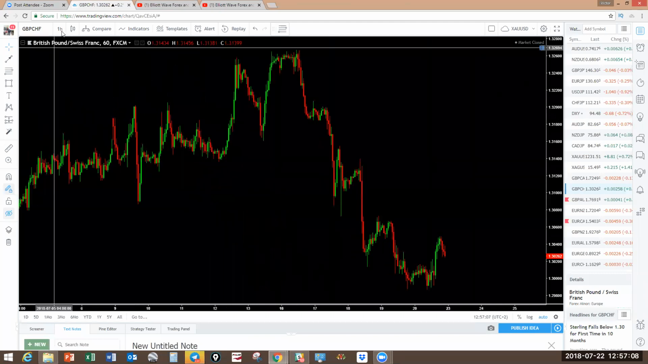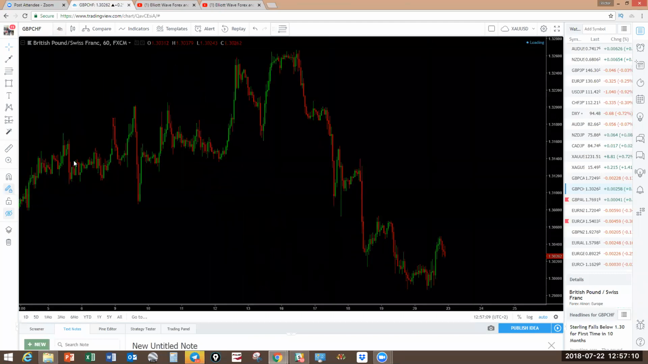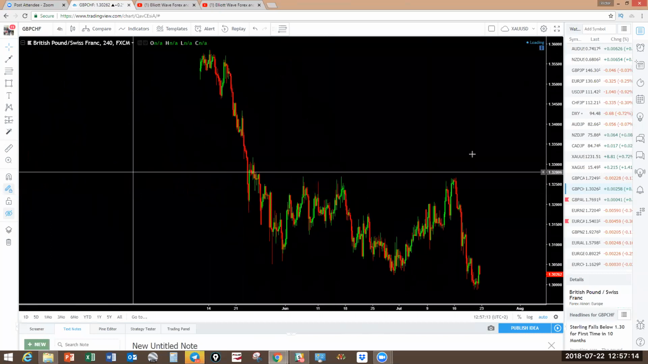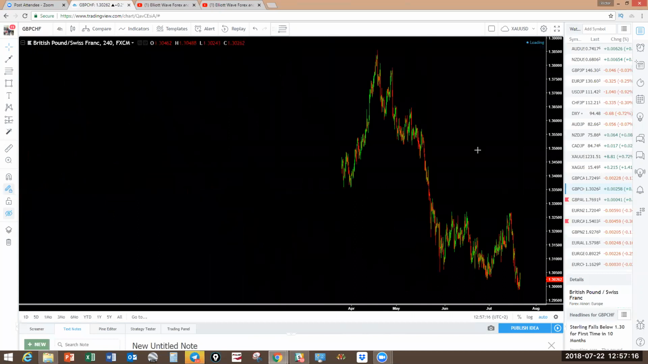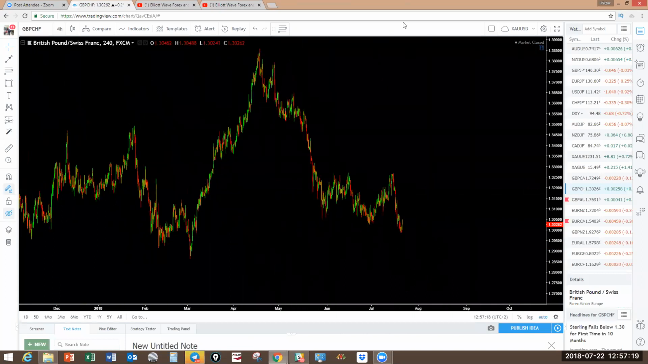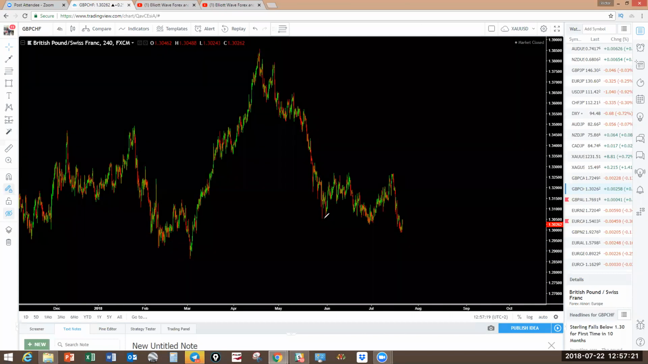So Pound CHF 4 hour. Pound CHF has made a textbook regular flat. You couldn't have missed this one if you're following your charts. Textbook regular flat, 1, 2, 3. Now you're coming down here. If you get a correction here, it's even safer now that it has broken this low, to take it down lower, at least minimum to this level.